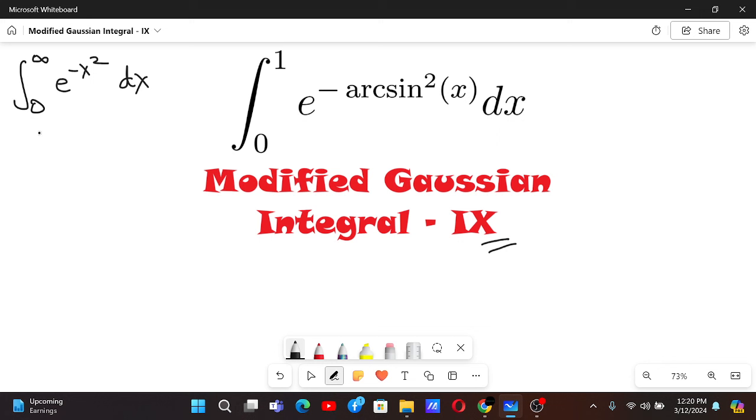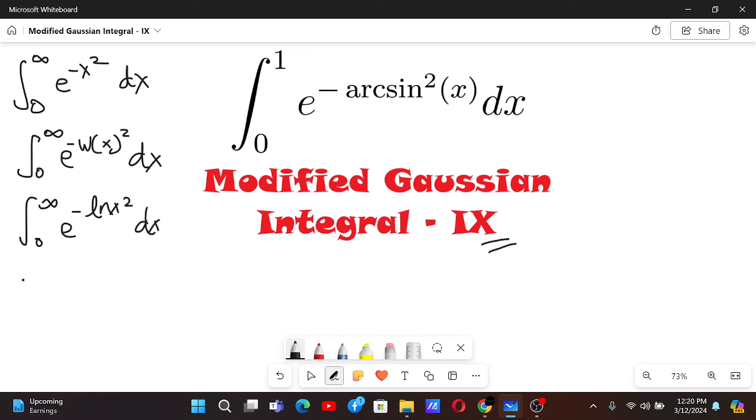I have already solved problems like the integral from 0 to infinity of e to the power minus lambda w of x dx whole squared, and then the integral from 0 to infinity of e to the power minus ln of x whole squared dx. Similarly, the integral from 0 to pi by 2 of e to the power minus sine square x dx, and also other trigonometric ones like tan square x dx and many more. So I've already solved 8 such problems, and this is the ninth one.